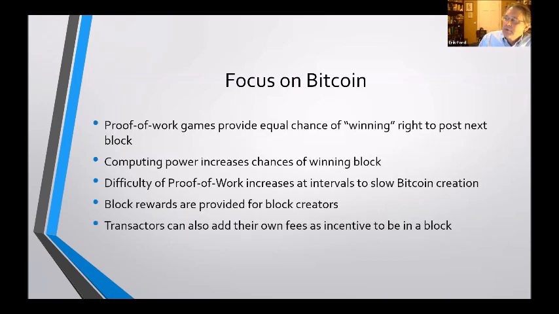So proof of work games provide equal chance of winning the right to post the next block. Computing power increases your chance of winning the block, and therefore the more computing power you have, the higher your chances, like buying more lottery tickets. The difficulty of the proof of work increases at intervals to slow the Bitcoin creation. So at certain predefined points, they increase the difficulty of these puzzles so that it slows down the eventual creation of new Bitcoins being rewarded for adding to the chain.